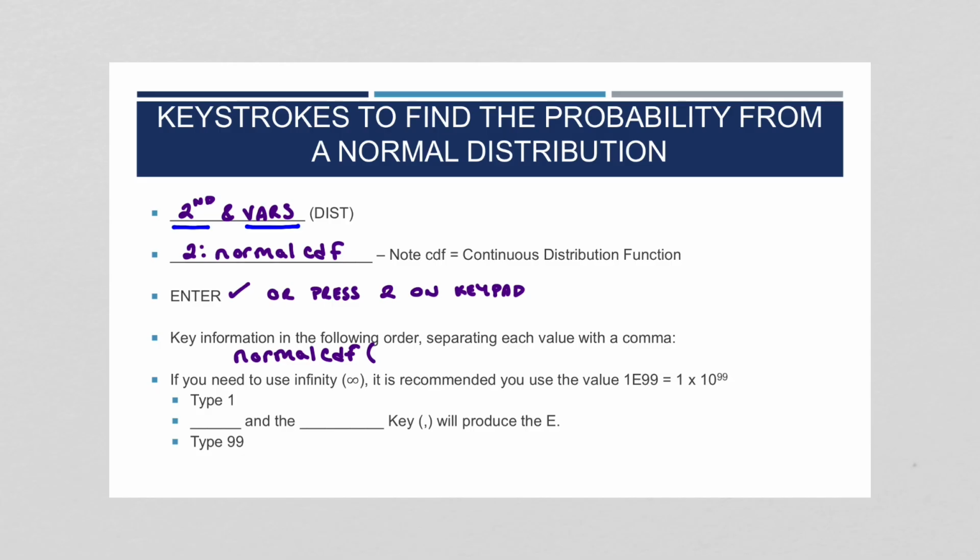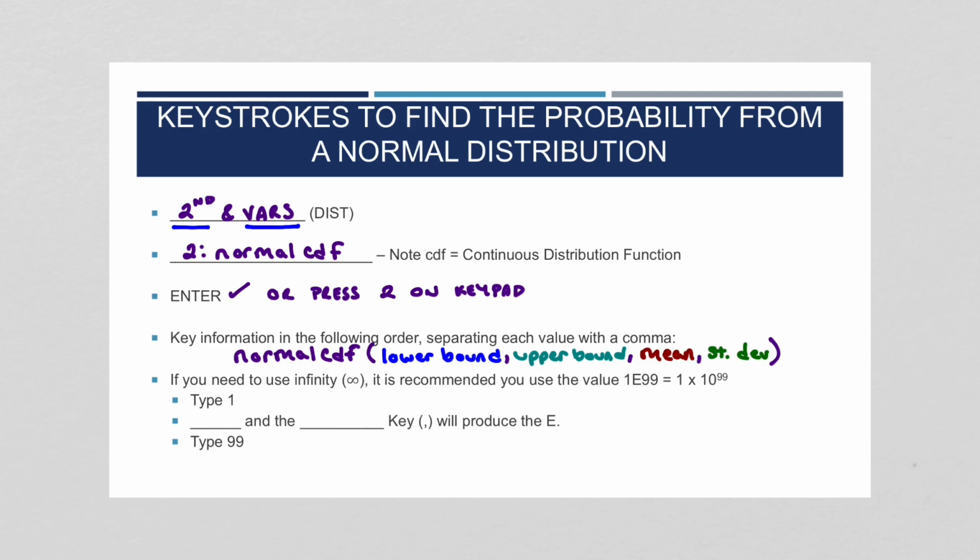For those of you who have the older version, like myself, if you click on option 2, it's going to take that normal CDF and carry it to your home screen. From there, you're going to want to enter in the value for your lower bound, then your upper bound, your mean, and your standard deviation. Again, if this still feels a little bit murky because we aren't working with any concrete numbers, rest assured we will be looking at a couple of examples.